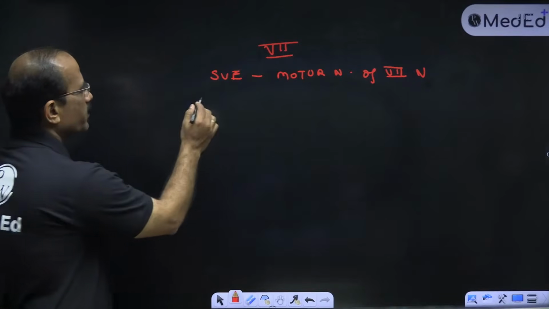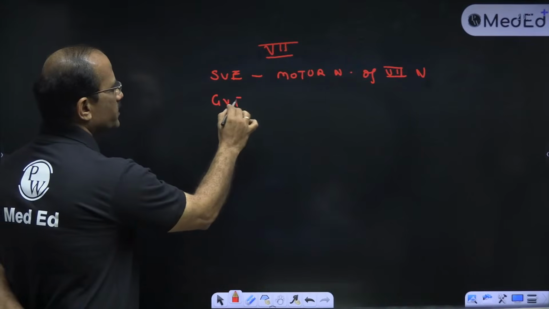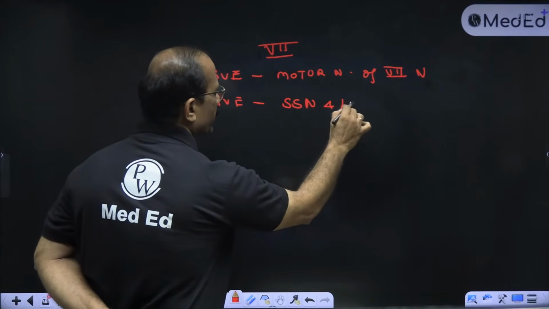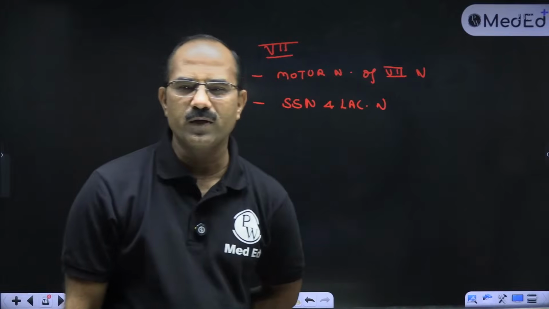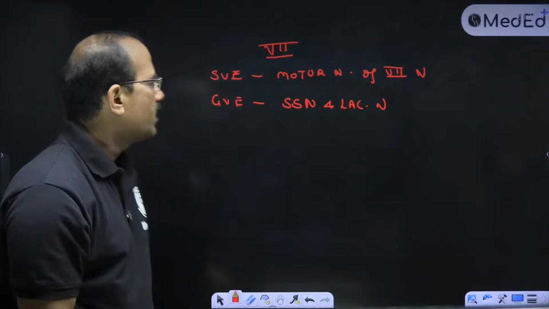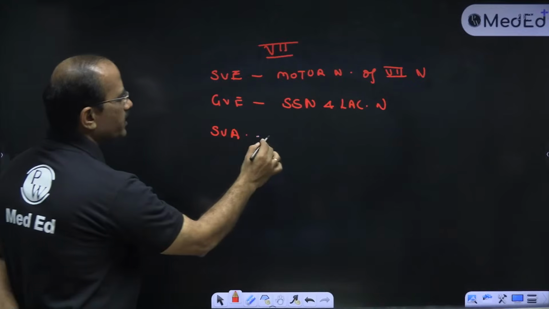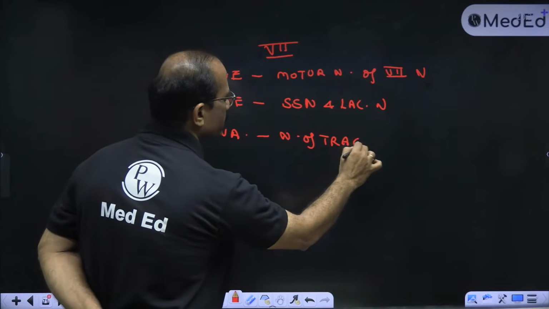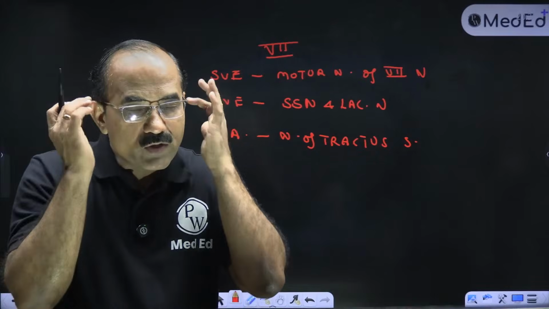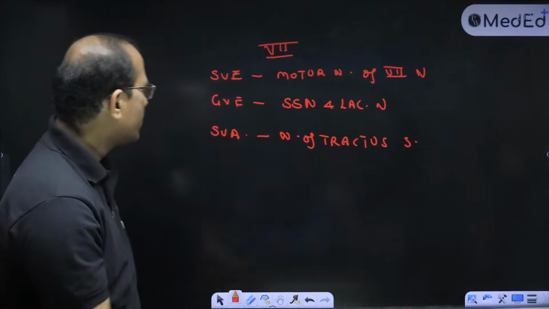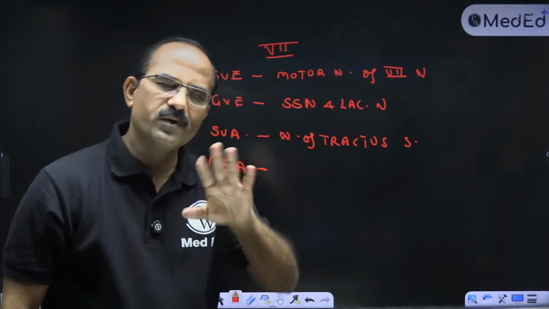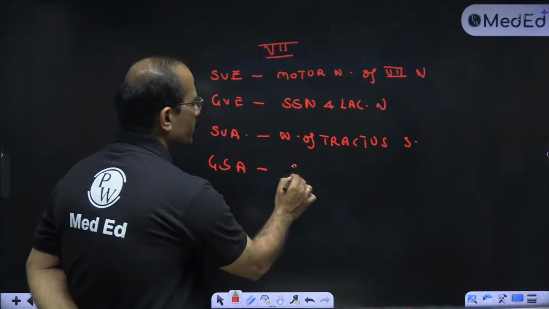What else does the facial nerve supply? The facial nerve supplies all the glands except the parotid. This is general visceral efferent. The nuclei are the superior salivatory nucleus and lacrimatory nucleus. What else does the facial nerve supply? It carries special sensation from the tongue. The component is special visceral afferent. The nucleus is the nucleus of tractus solitarius. And the facial nerve also carries sensations from the ear. That is general somatic afferent, which finally goes to the trigeminal nucleus, that is the spinal nucleus of the trigeminal nerve.